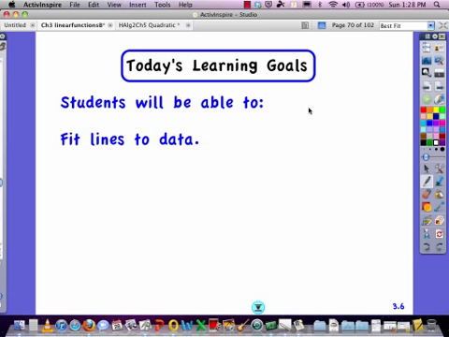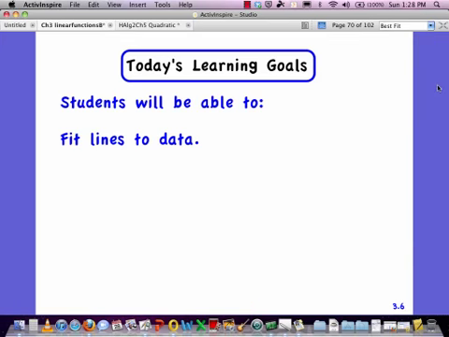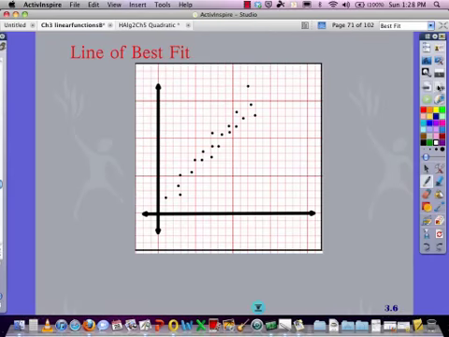Okay, today's learning goal you can see is we're going to fit a line to data. So all we're going to give you is a bunch of data points in particular, and you're going to have to come up with an equation that is the best fitting equation for that series of data. All right, to start that, let's go to a representation like this.